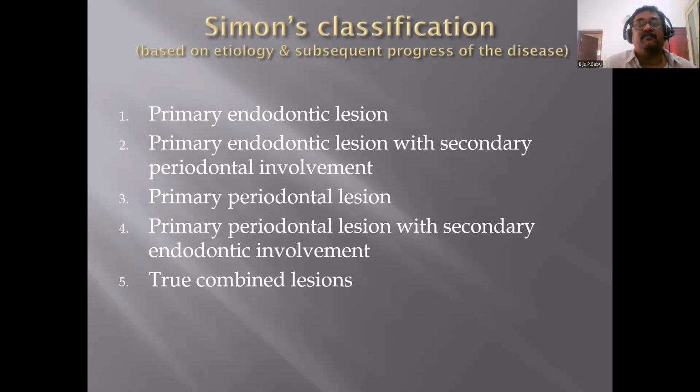In the second one, you have the primary endodontic lesion with secondary periodontal involvement. Here, the primary reason for the condition is the endodontic or pulpal problem, which has progressed and involved the periodontal space and is showing symptoms in the periodontium.